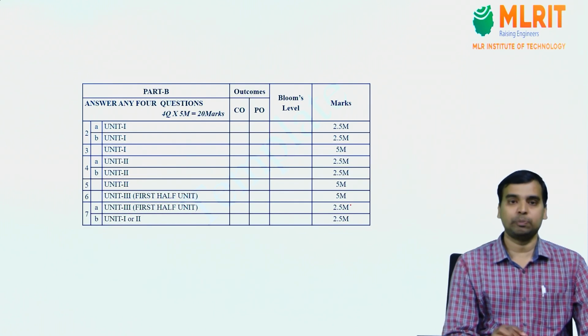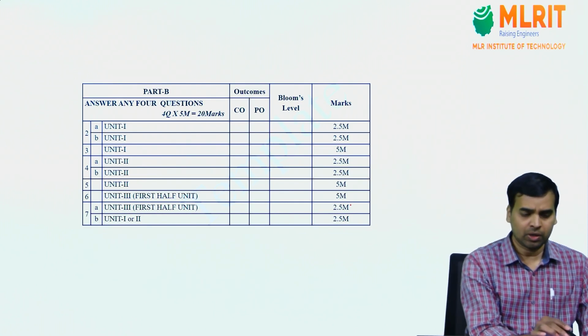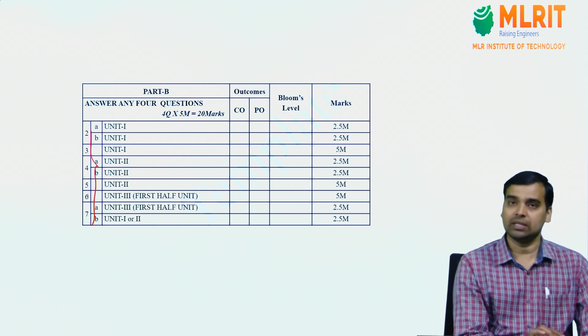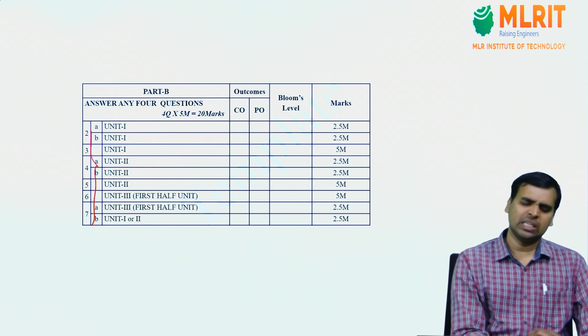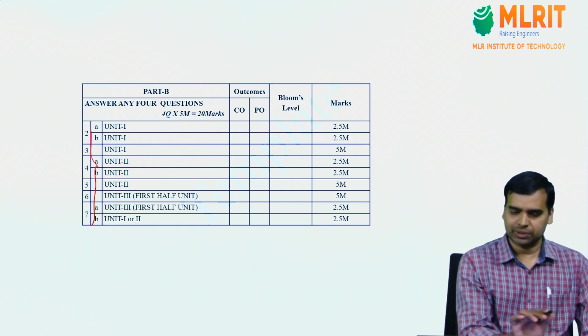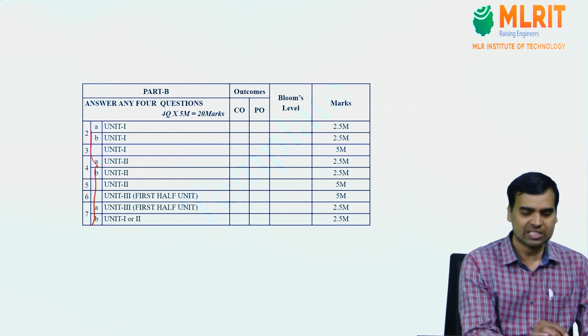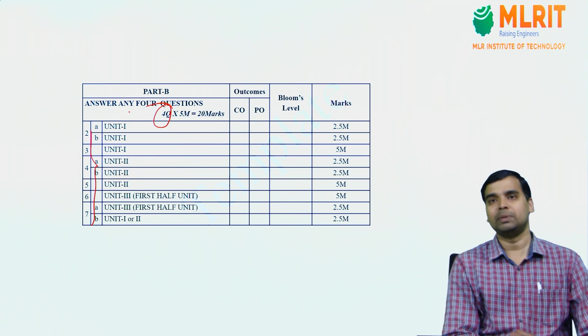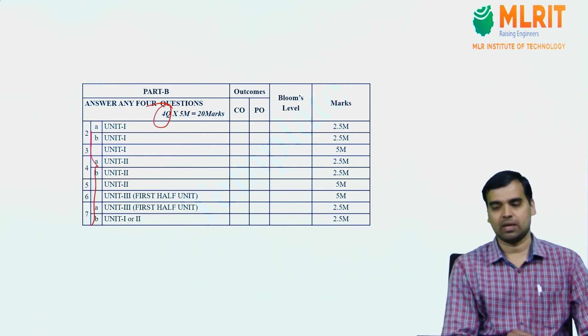When it comes to part B, as we already told you, there will be 6 questions. In each question, there may be sub-questions, but each question carries 5 marks. Out of 6 questions, the student has to answer 4 questions. 4 into 5, 20 marks. So, the midterm exam is out of 30 marks. I hope it's clear.